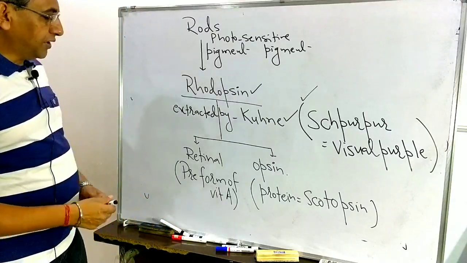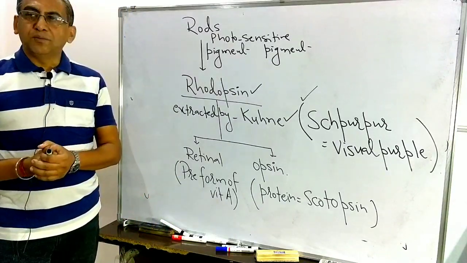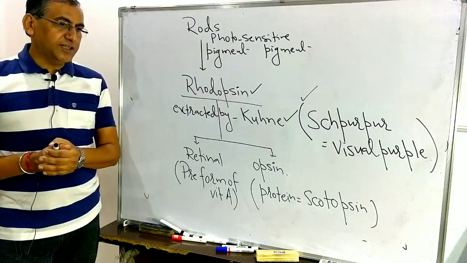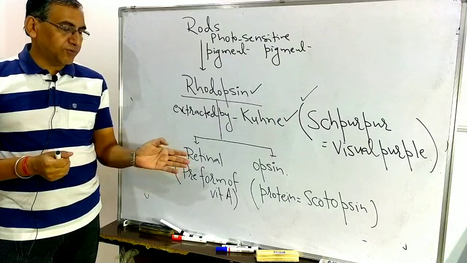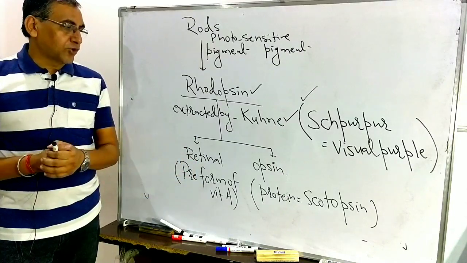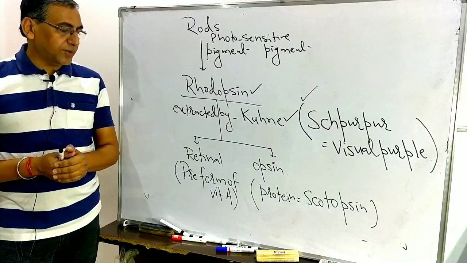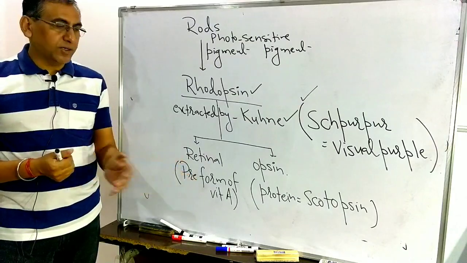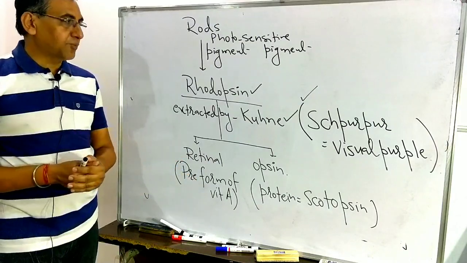What is retinal? Pre-form of vitamin A. Which is the richest source of vitamin A? Carrot. So we used to say eat carrot plus one glass of water, it will form the retinol, that is the vitamin A. So rhodopsin has two parts, retinal plus opsin. Retinal is pre-form of vitamin A. That's why vitamin A is given after birth, and opsin is the protein.